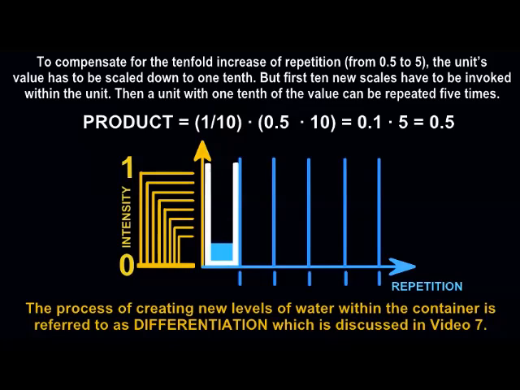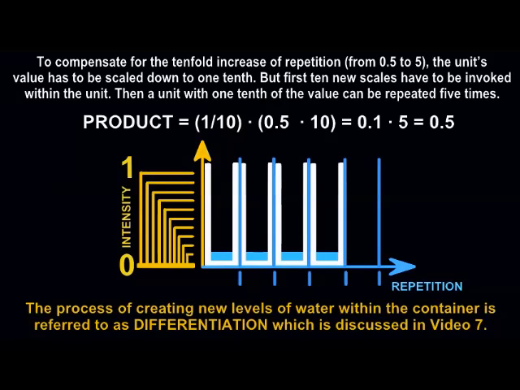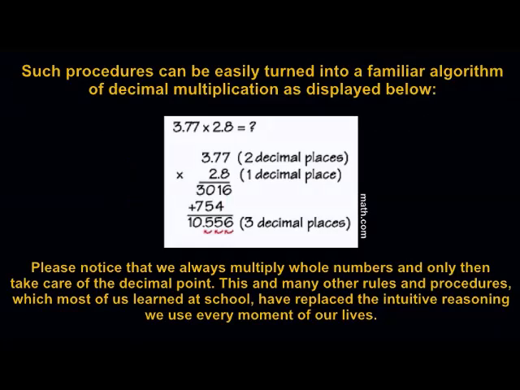The process of creating new levels of water within the container is referred to as differentiation, which is discussed in video 7. Such procedures can be easily turned into a familiar algorithm of decimal multiplication as displayed below. Please notice that we always multiply whole numbers and only then take care of the decimal point. This and many other rules and procedures, which most of us learned at school, have replaced the intuitive reasoning we use every moment of our lives.